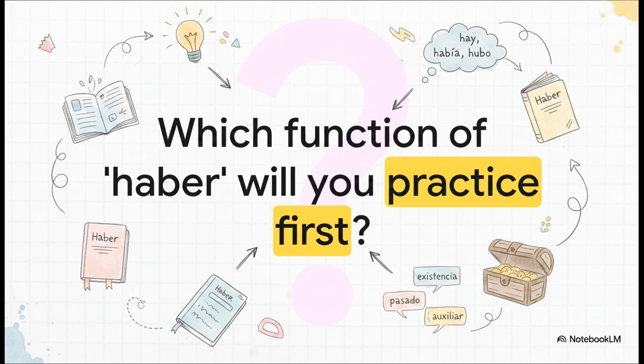And there you have it. That's haber in a nutshell. It really is a workhorse, isn't it? But once you break it down into its different jobs, you've got hay for existence, había and hubo for the past, and then its helper role, it's so much more manageable.